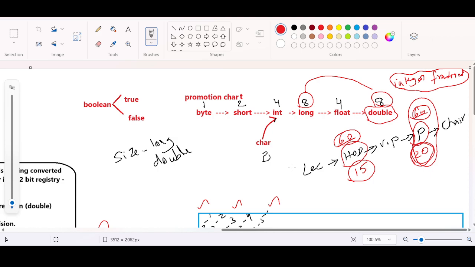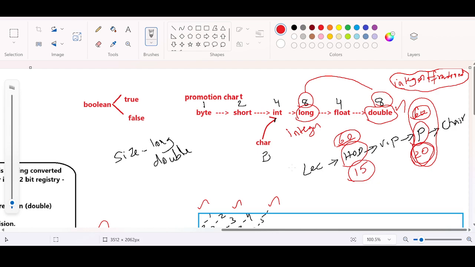It can do two jobs. If you give me an integer, I will store the integer part. If you give me a fractional part, I will store the fractional part. If you give me a combination of integer part as well as fractional part, I'm good enough to store that also. But long is capable enough only to store bigger integer values, not fractional values.